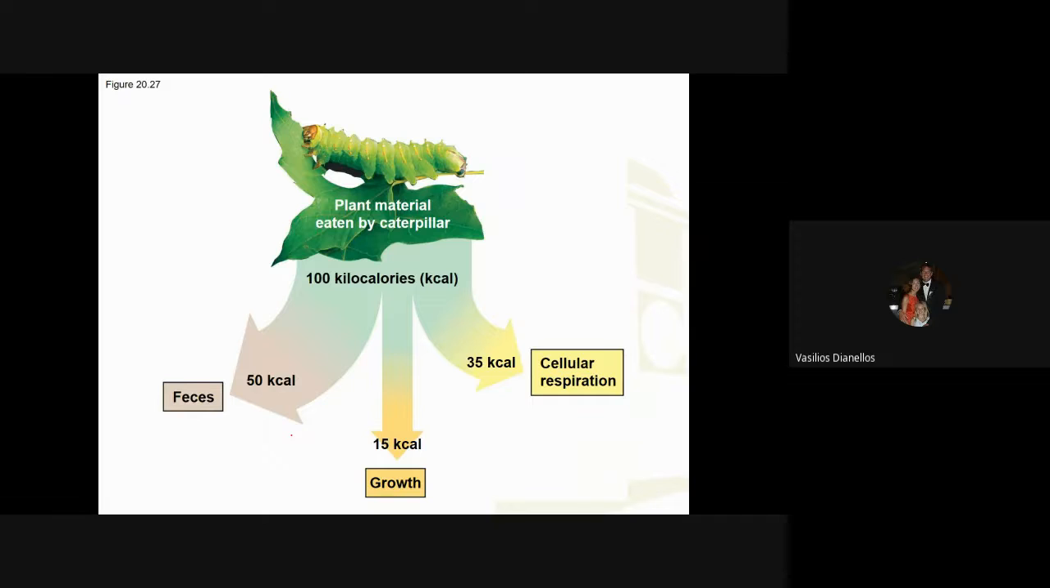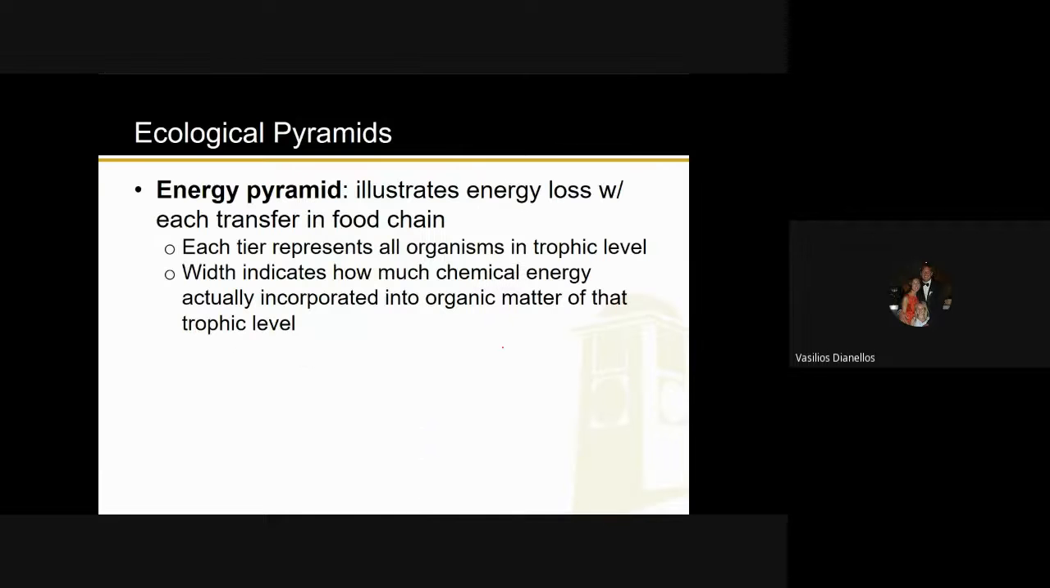And then your book gives this graphic to give specific numbers instead of percentages. If this thing's eating 100 kilocalories, then 50%, or 50 kilocalories, is gone to poop. 15 kilocalories were actually used to grow, and that's what's going to be eaten by whatever eats it. And then, of course, 35 kilocalories is essentially lost to cellular respiration.